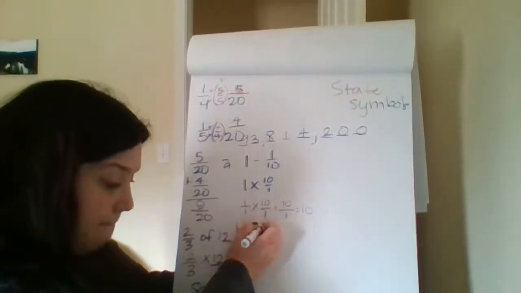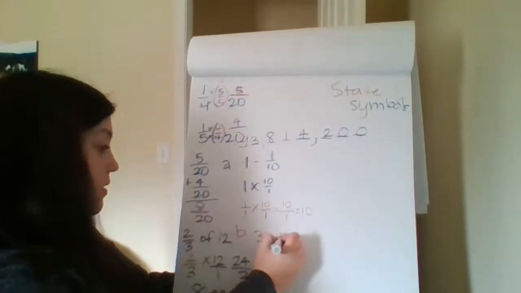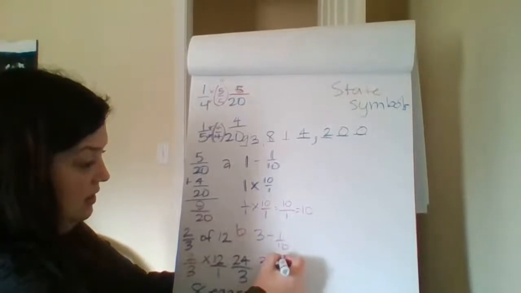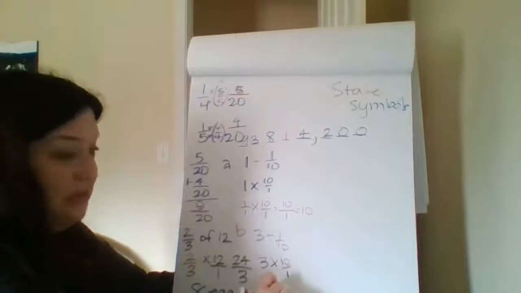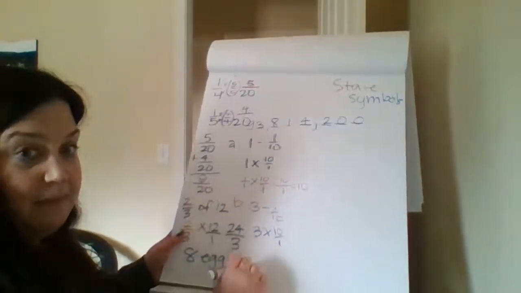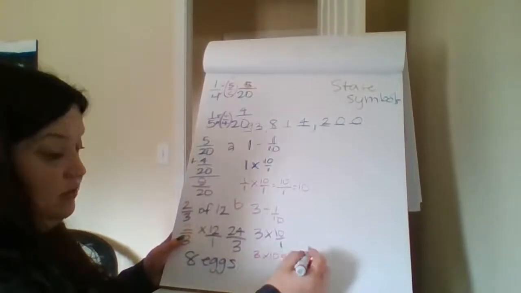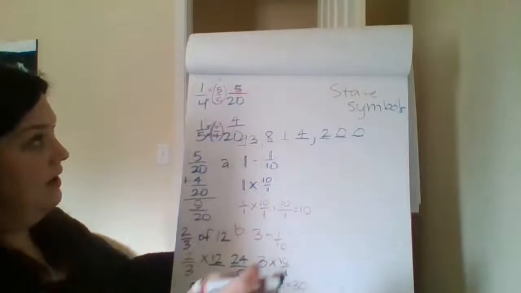B, we have 3 divided by 1/10. So we keep it, change it, flip it. Well, essentially, this is the whole number. Oops, can you see that? And then we'll go 3 times 10 equals 30. Okay.